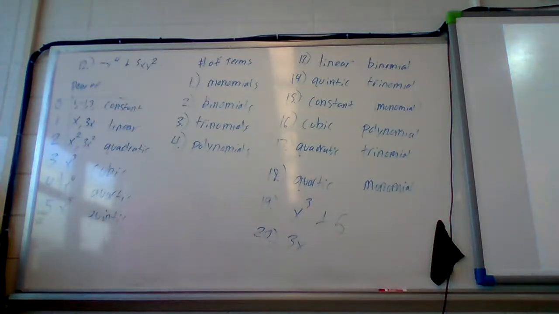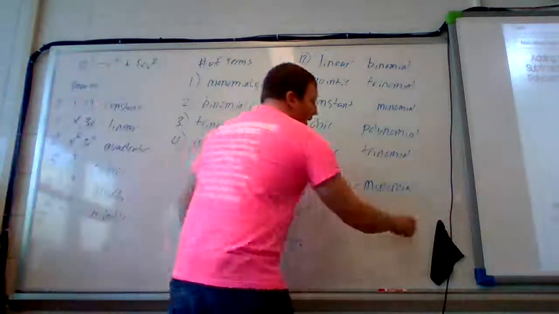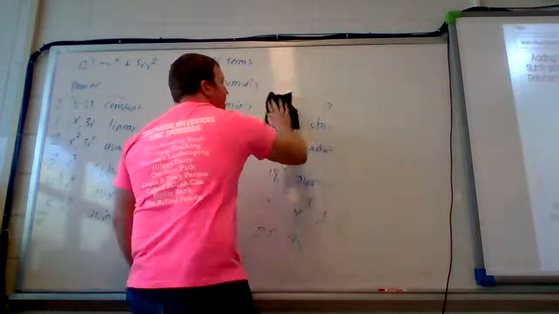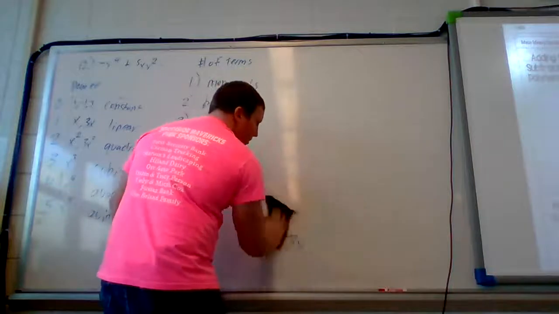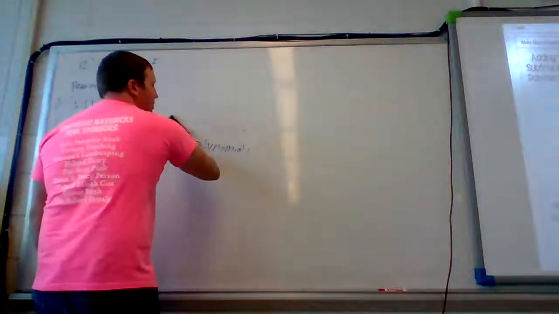On to the next page. So now we're going to look at adding and subtracting polynomials. So to add or subtract, what we do is we just combine our like terms. Anything is a like term that has the same degree and the same variables attached, or it's just a number or a constant.